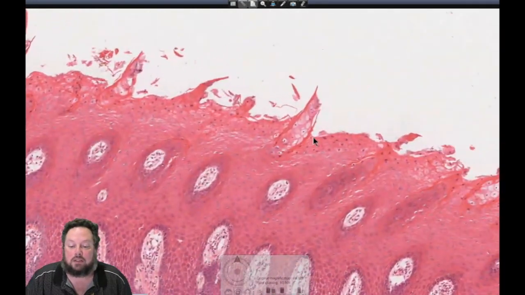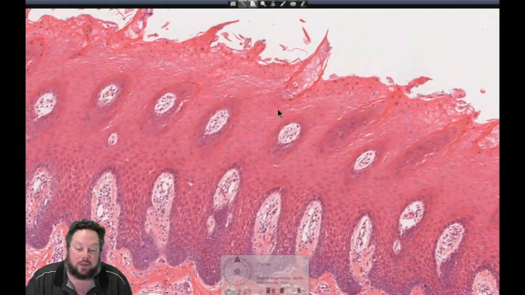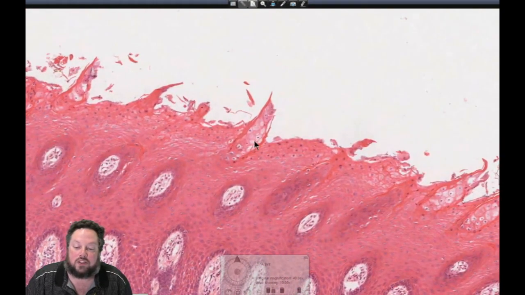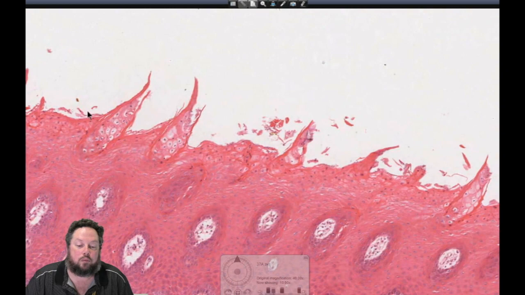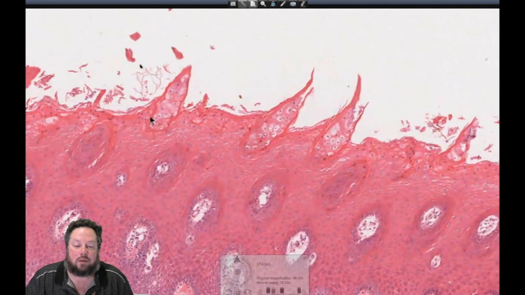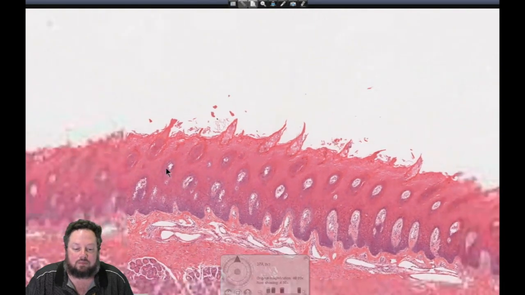So we zoom in, and we can actually see this is a stratified squamous non-keratinized / parakeratinized epithelium, and these are the filiform papillae here. Projections upwards, a little bit like little eruptions on the surface there.